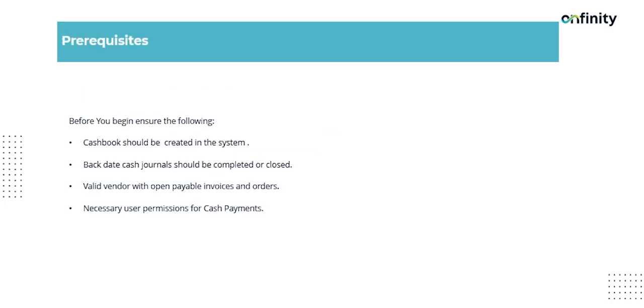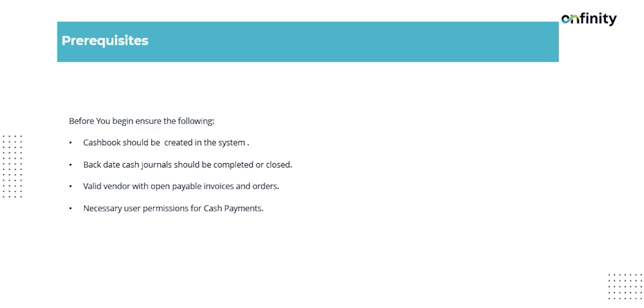Before we begin, ensure the following are set up in the system. Cash book. A cash book must exist in the system, as all cash payments are recorded there. Backdated cash journals. Any backdated cash journals should be either completed or closed. Otherwise, the system will not allow you to create current cash journals.